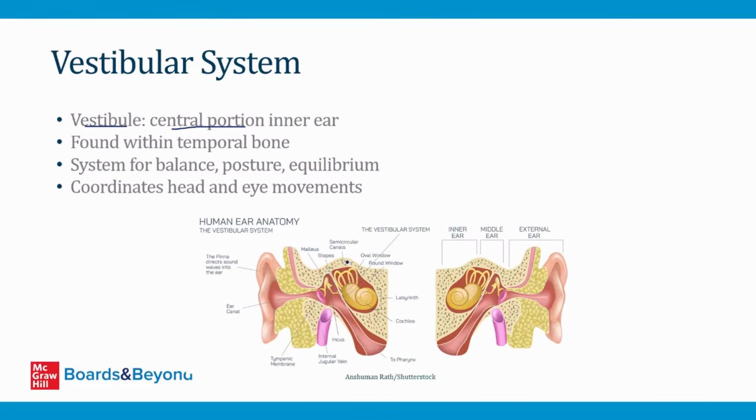If you look at this drawing on the screen, this is the vestibule that I'm circling with my pen right here. And the system found within the vestibule, called the vestibular system, is important for balance, posture, and also equilibrium. It's also very important for coordinating head and eye movements. When you turn your head to the left, you want your eyes to move with your head. Well, that turning of the head has to be sensed, and it's sensed by the vestibular system, and it helps to keep your eyes focused on the objects that you want to focus on.